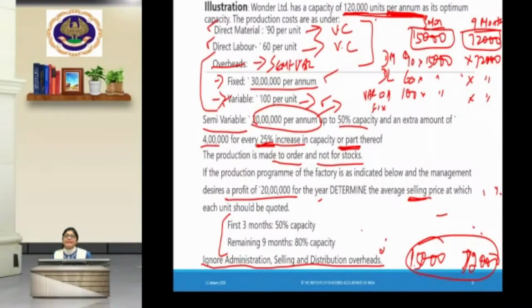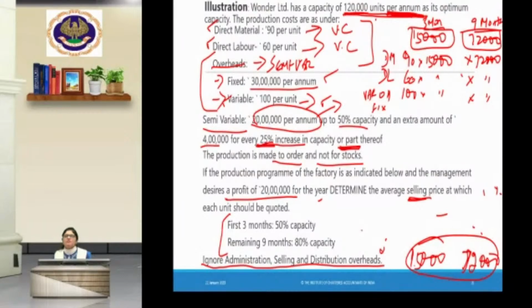Fixed overhead is as per the time. Fixed overhead of 30 lakh per annum has nothing to do with the production units or capacity. I'm repeating, fixed overhead is time based. So fixed overheads of 30 lakh per annum will be divided in proportion of number of months. It has nothing to do with 15,000 units or 72,000 units.